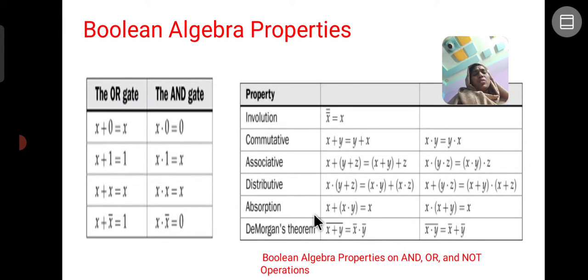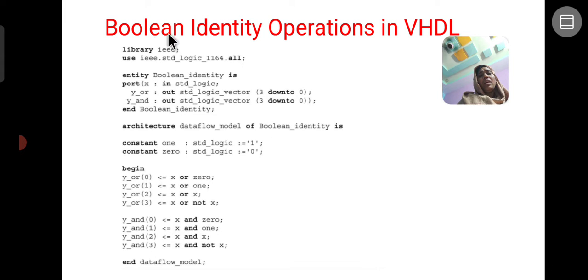So to simplify any Boolean equation, first we have to consider whether Boolean algebra's De Morgan's theorem is applicable or not. So first we have to apply De Morgan's theorem. Then using all other theorems, we have to simplify any Boolean expression. We have to reduce the number of components or number of gates, or simplify the Boolean expression using Boolean algebra. So how can we use Boolean identity operations in VHDL?